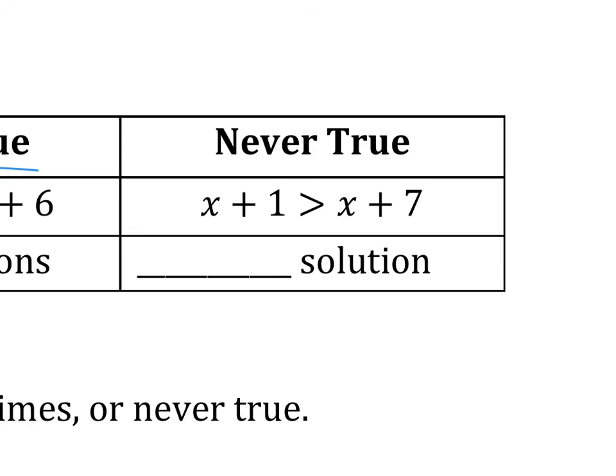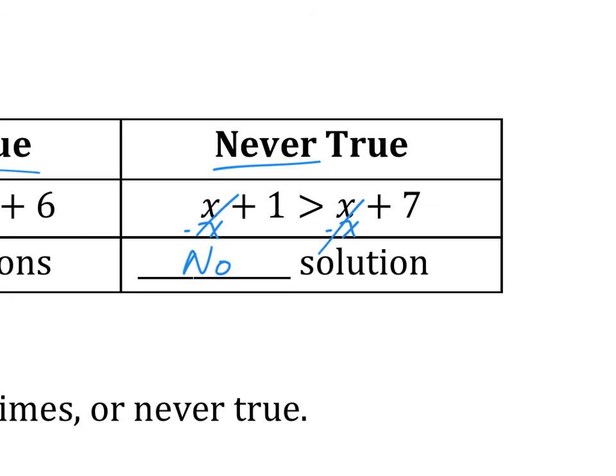What about this one? So to solve this, we would also subtract x on both sides. 1 is greater than 7. Is that true? No, 1 is never greater than 7. So this is never true, and so this is a no solution issue. So x cancels out. It does not depend on x, but this inequality actually doesn't make any sense. So no matter what x value I put in, this will never be true.